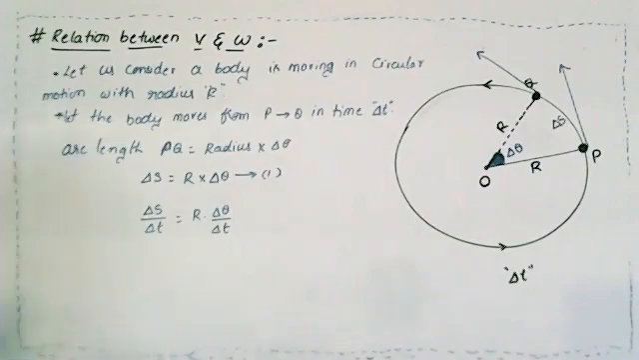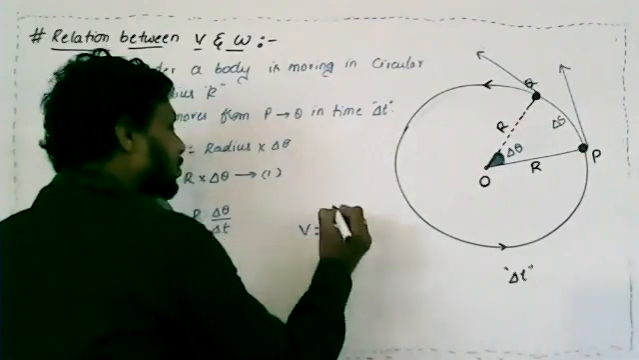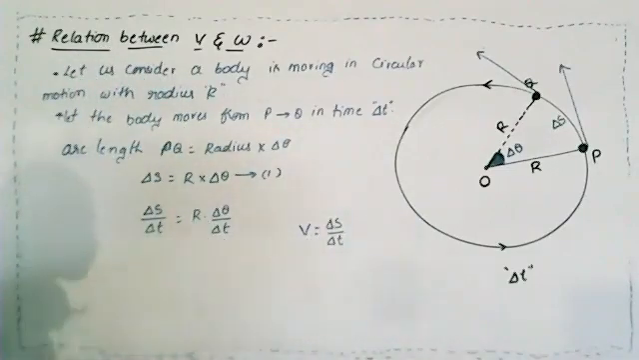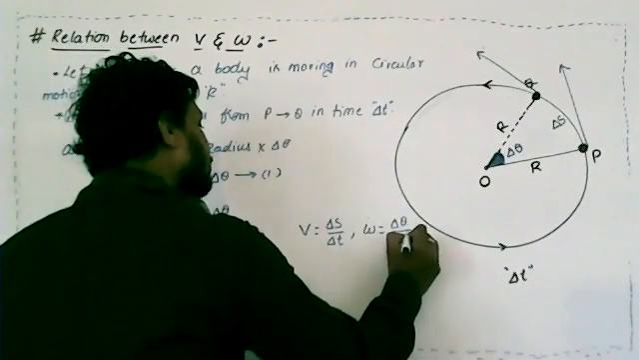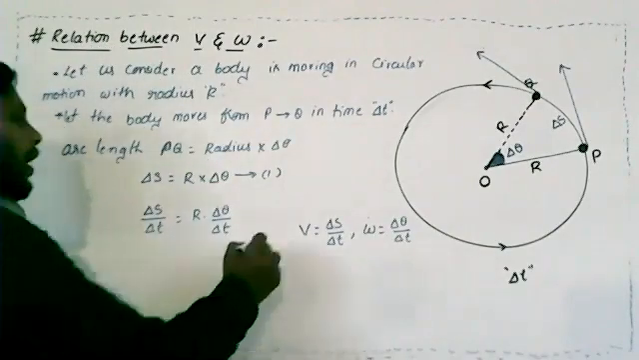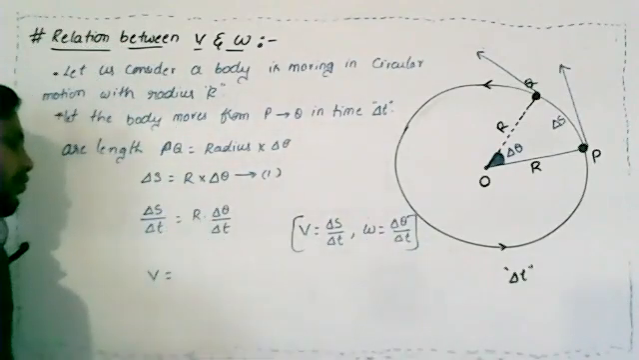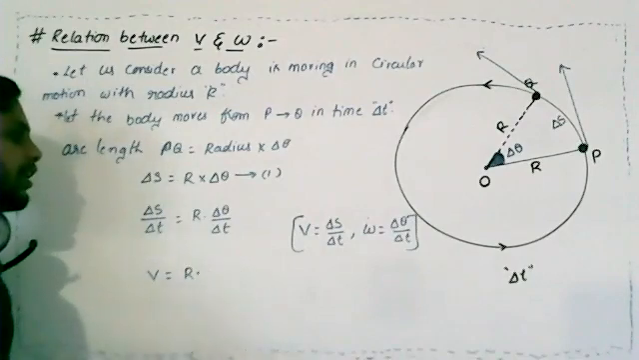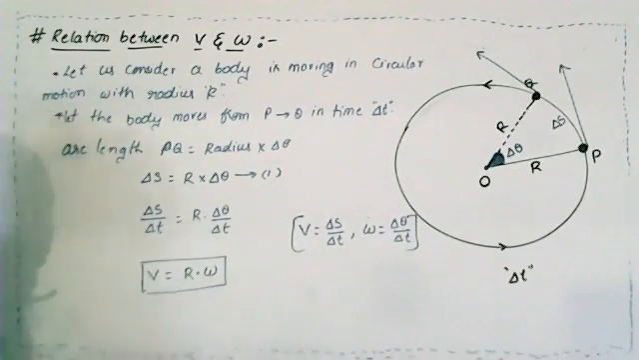Now let us consider S as the displacement. Then delta S by delta t is taken as linear velocity, and delta theta by delta t is taken as angular velocity. Now if you substitute these two values in the above equation, you get delta S by delta t as V, that is equal to R into delta theta by delta t, which is omega. So V is equal to R omega. This is the relation between linear velocity and angular velocity.